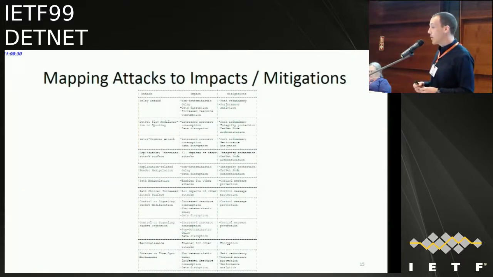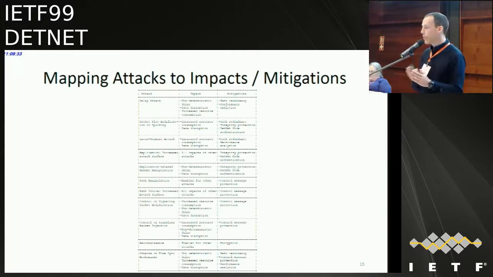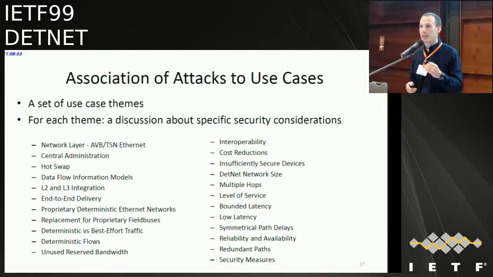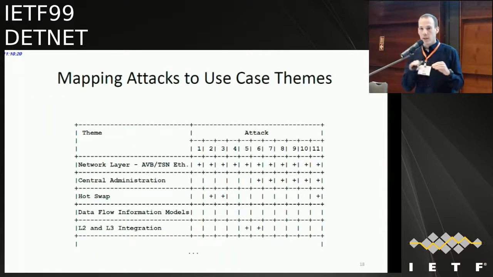And another ASCII table, basically we summarize all the attacks and map them to the corresponding impacts and mitigations. More details in the draft, of course. Another aspect that was added to the current version of the draft is use cases. Based on the use case draft, we have a list of use case themes. Each theme is a property or a feature that may or may not be used in a DetNet environment. For each of these themes, we analyze the security considerations relevant specifically for this theme. And again, there's a summary which maps each theme to the attacks that are relevant specifically to that theme.